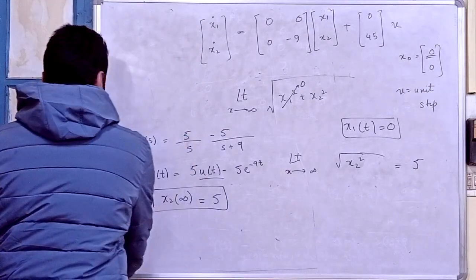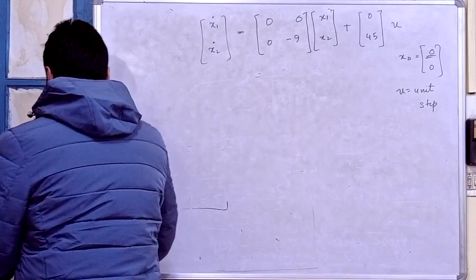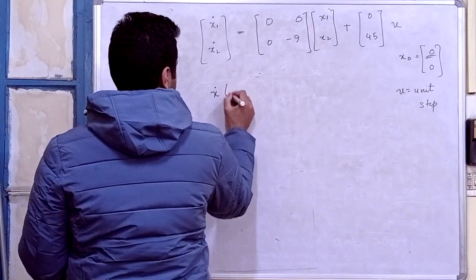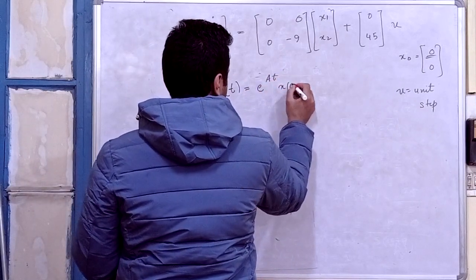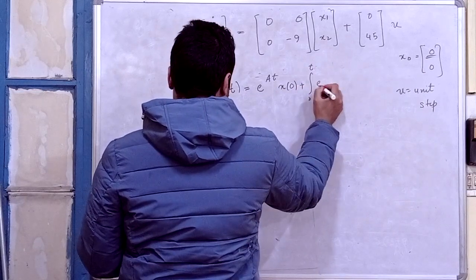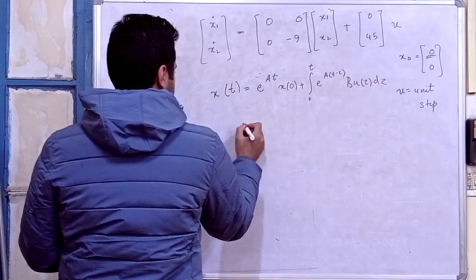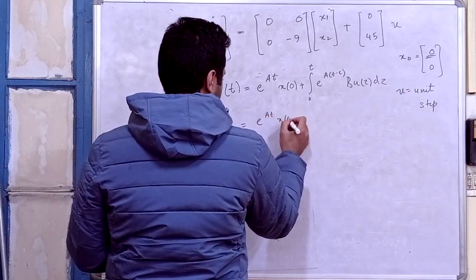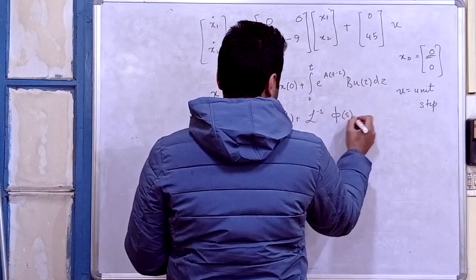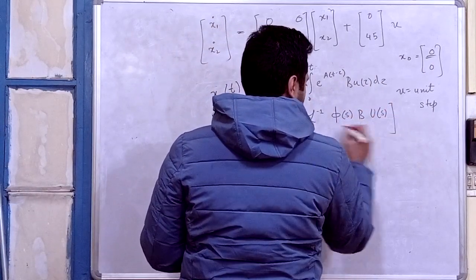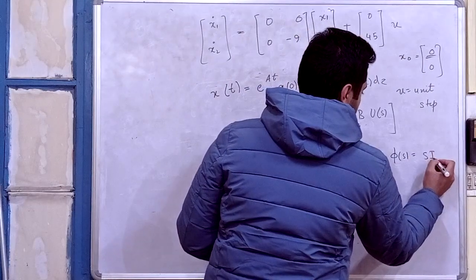यहाँ तो मैंने इन्फॉर्मेशन ले ली थी फ्रॉम द स्टेट इक्वेशन. You can do one more thing to verify it. आपके पास जो x(t) है, जो सोल्यूशन होता है, that's e^(At) x(0) plus integral from 0 to t of e^(A(t-τ)) B u(τ) dτ. और this can be written as this also, e^(At) x(0) plus, I can write here, Laplace inverse of Φ(s) B U(s). Aise likh sakte hain, where Φ(s) is how much, Φ(s) is (sI minus A) inverse.